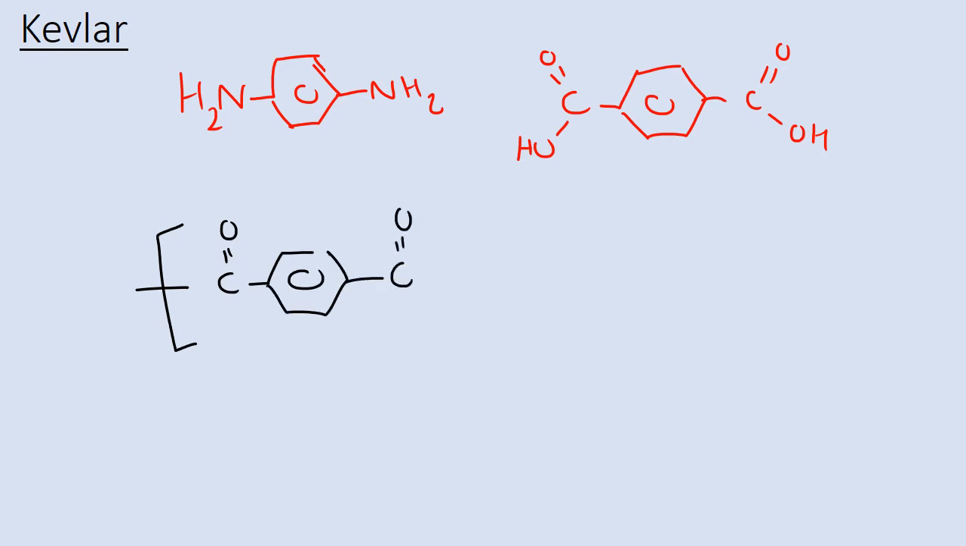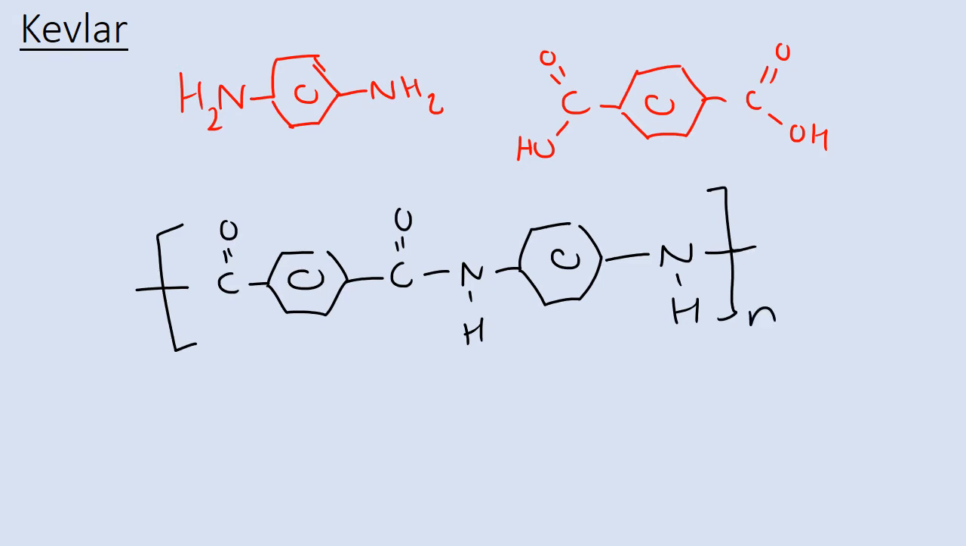So there's our dicarboxylic acid. Show the amide link. There we go, that's a repeating pattern. Now, there was nothing stopping me really from putting this NH on this side and leaving it out here. It just has to be a repeating pattern. Okay, so there's my diamine and my dicarboxylic acid used to make Kevlar.